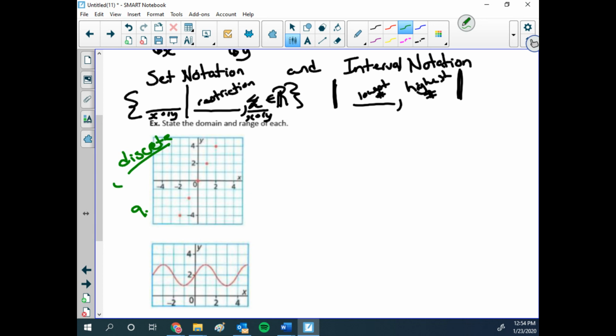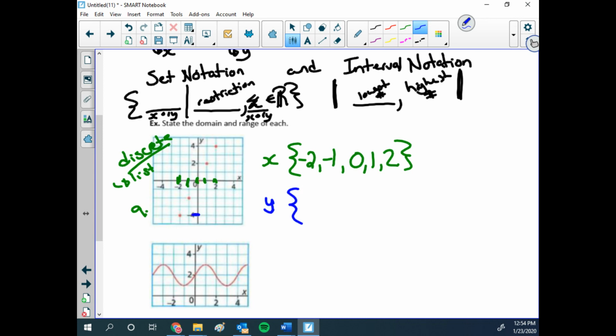Right. If you have discrete data, all you're going to do is list it out. So my x values would be at -2, -1, 0, 1, and 2. And then I say all my possible y values. And again, all I'm going to do is list them out. So there's a point at -4, -2, 0, 2, and 4. So just list those out.